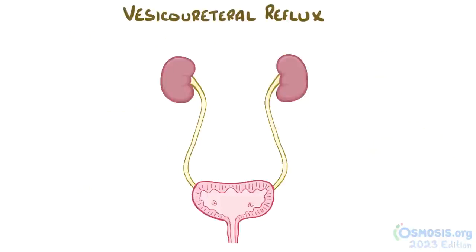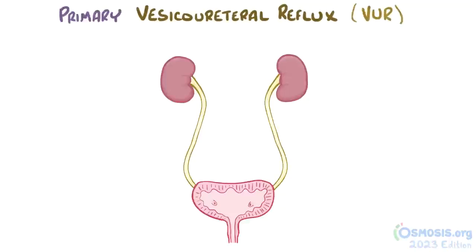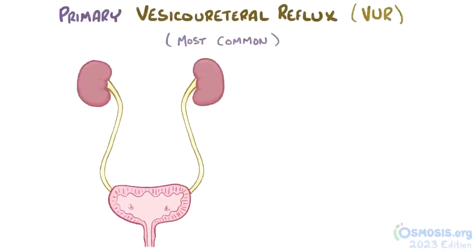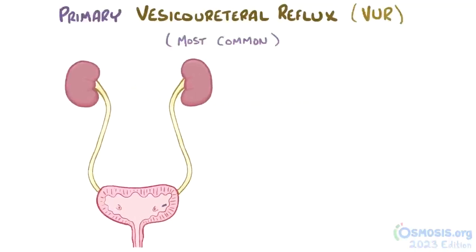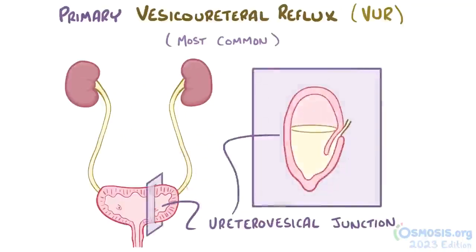Now, there are two types of vesicoureteral reflux, or VUR for short. Primary VUR is the most common type, and happens when a child's born with a defect at the ureterovesical junction, which is the spot where the ureter enters the bladder. And this spot also acts as a valve, which prevents urine from pushing back from the bladder into the ureter.